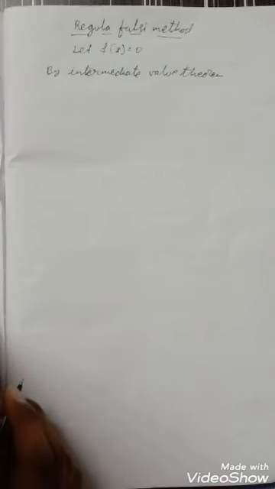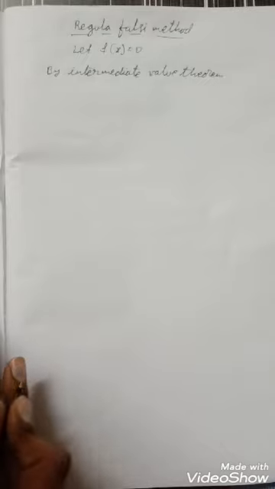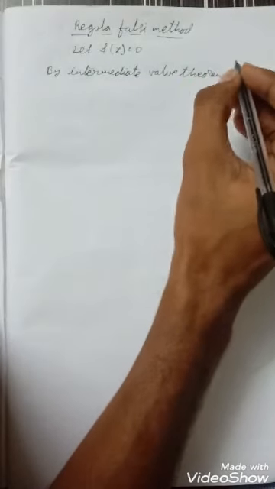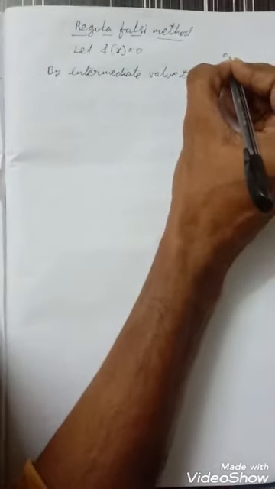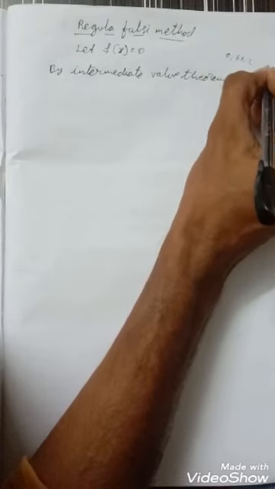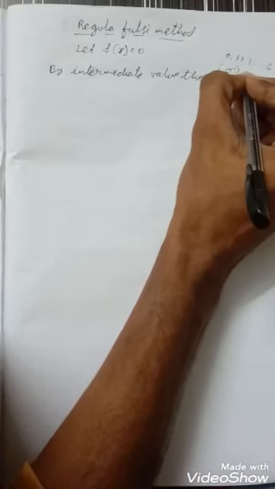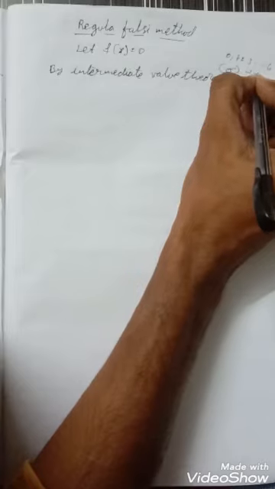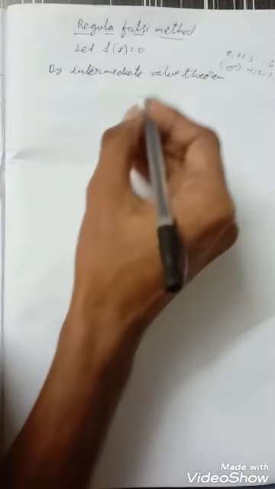Today we are discussing the regular falsi method. In this, at first we write the given equation as f of x is equal to 0, and by the intermediate value theorem we find the limit where the root lies. In this method we substitute the values of x as 0, 1, 2, 3 and so on, or -1, -2, -3 and so on.